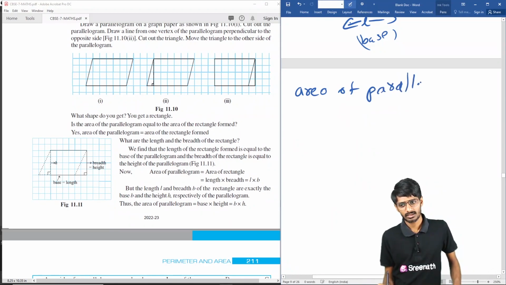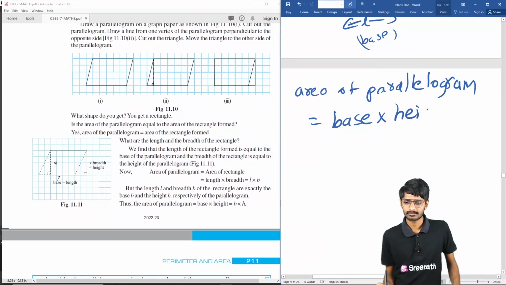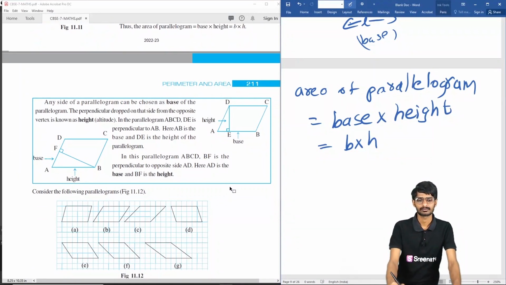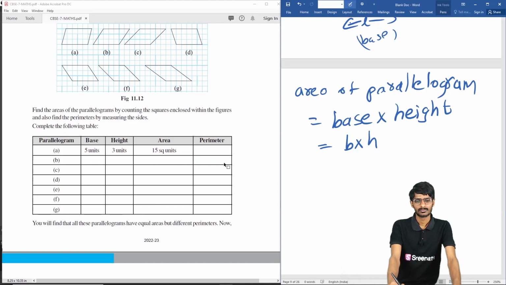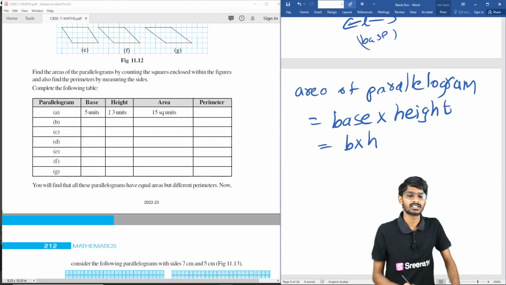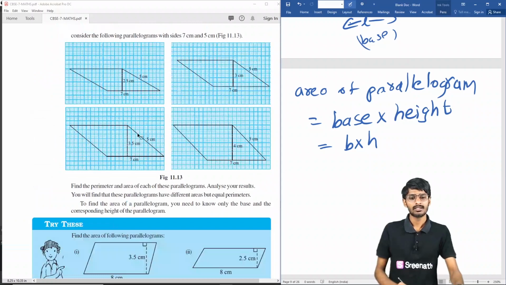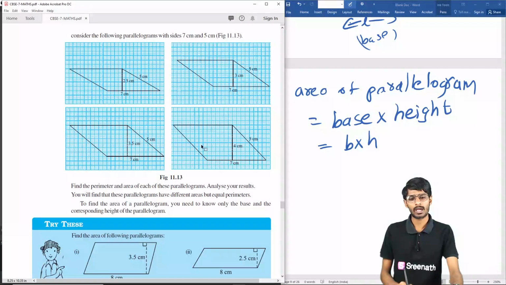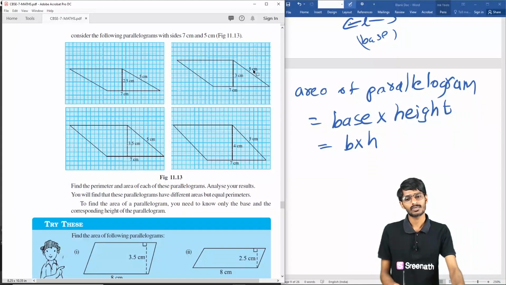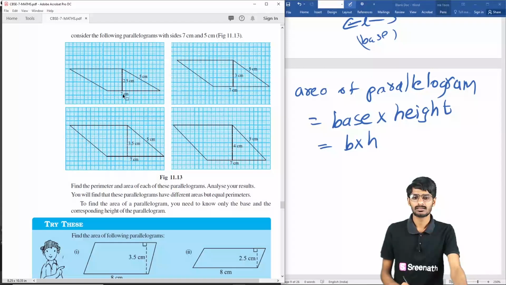So finally the area of the parallelogram, which is of course a rectangle, but in terms of the values we have for the parallelogram, is base into height, which is nothing but b into h, the area of the parallelogram, students. Do this activity, you will get the same answers here and here. Here, observe the four parallelograms. All parallelograms have the same length and same breadth, but find the area of each.